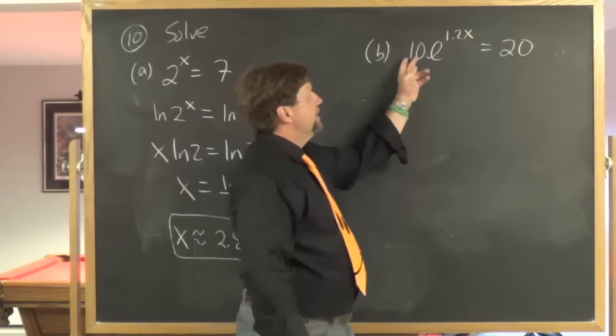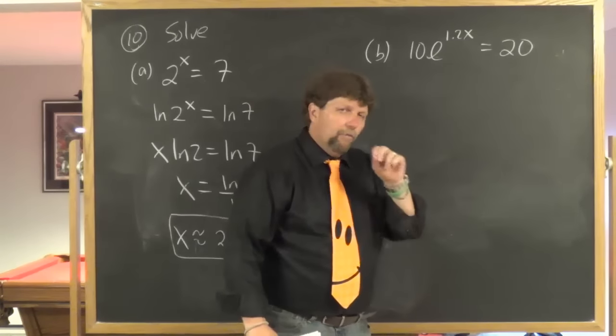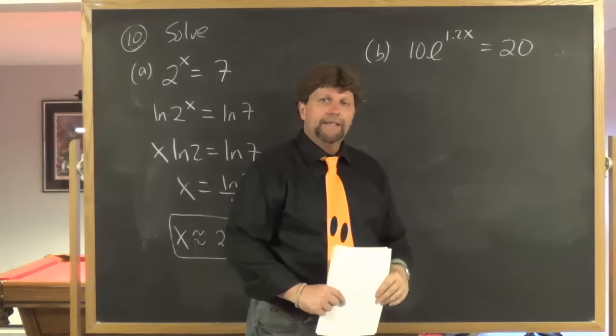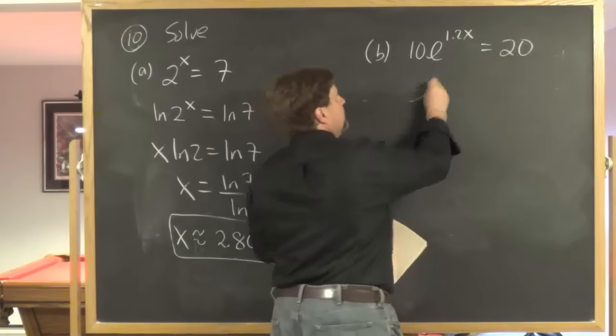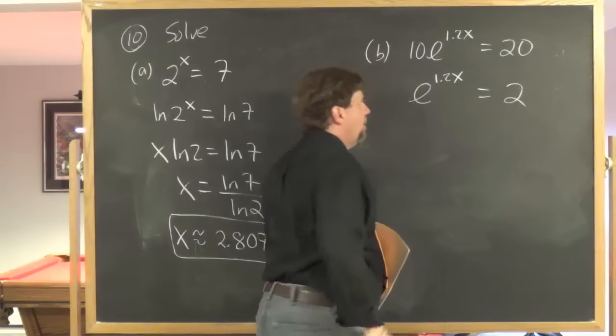Part B, 10e to the 1.2x equals 20. I have one step I'm going to do first. I'm going to divide both sides of the equation by 10. So that gives me e to the 1.2x is equal to 2.